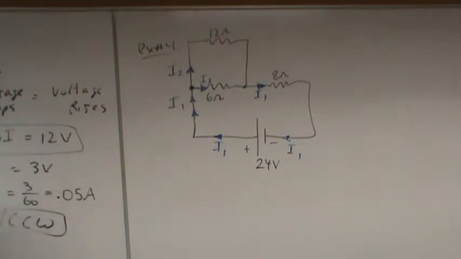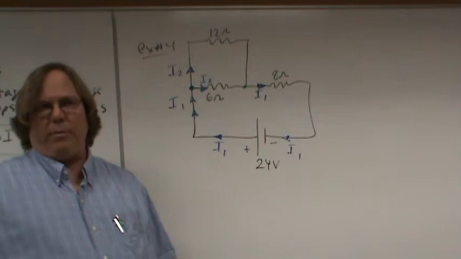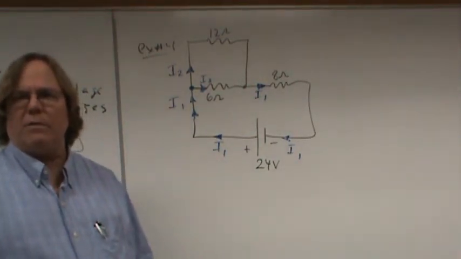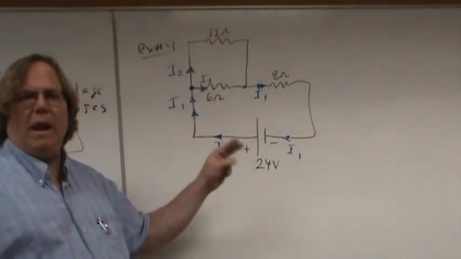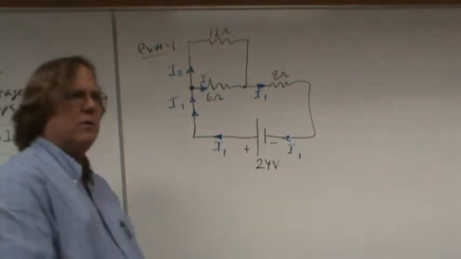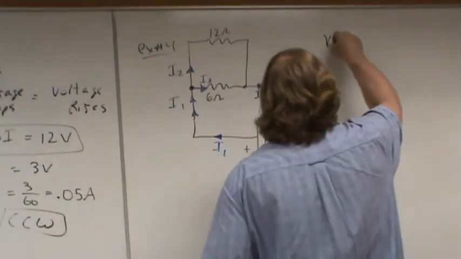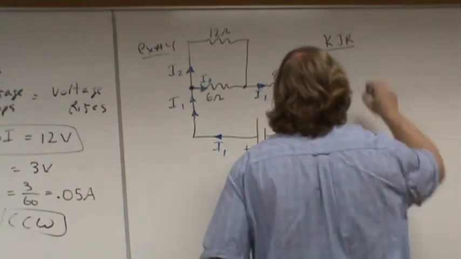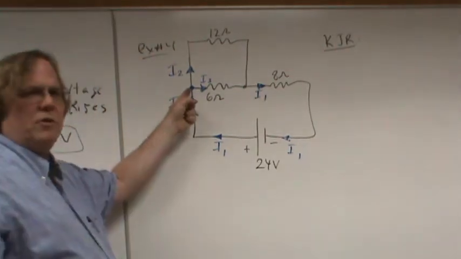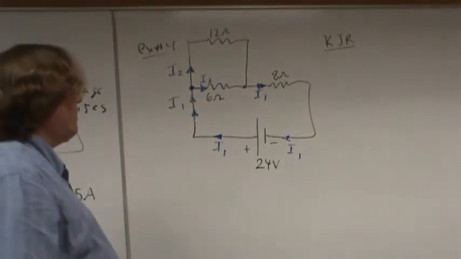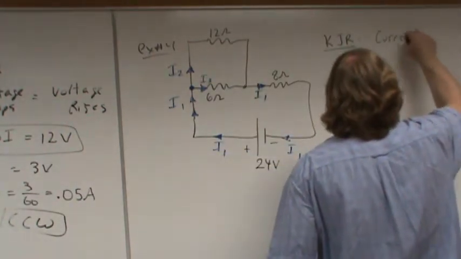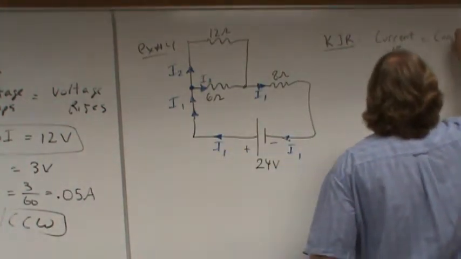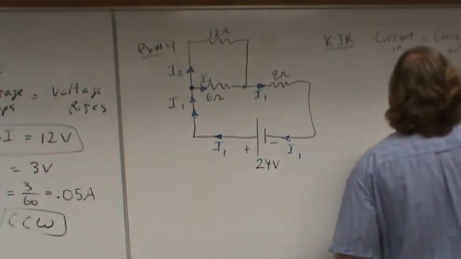How many equations? If I want to find I1, I2, and I3, how many equations am I going to need? Three equations. I got three unknowns. I need three equations. And the way I'm going to do this is I'm going to use a Kirchhoff's junction rule and then two Kirchhoff loop rule equations. Let's go for it. First, a Kirchhoff junction rule. Here's my junction right here. I want to remind you, the currents into the junction have to equal the sum of the currents out of the junction.